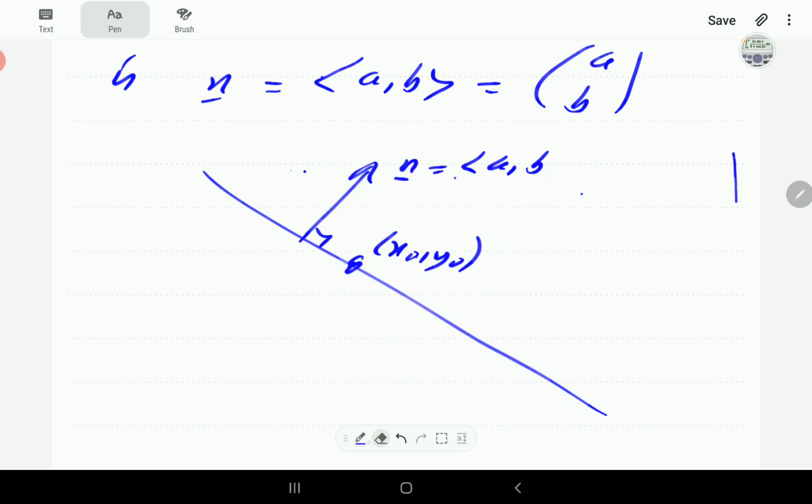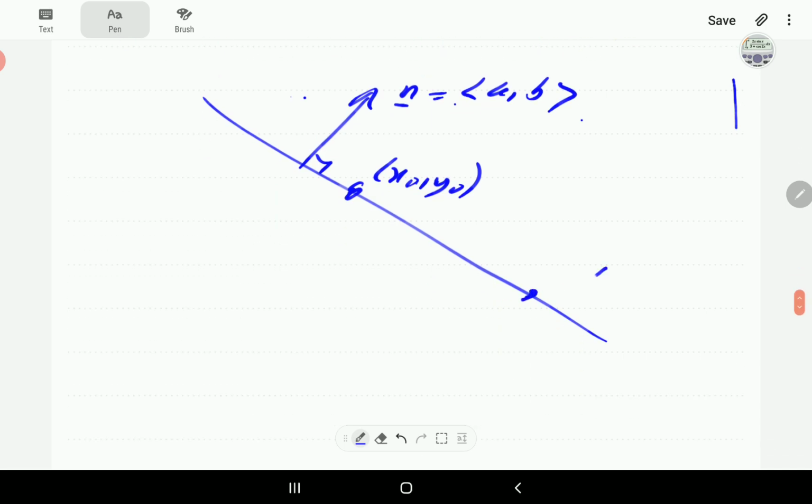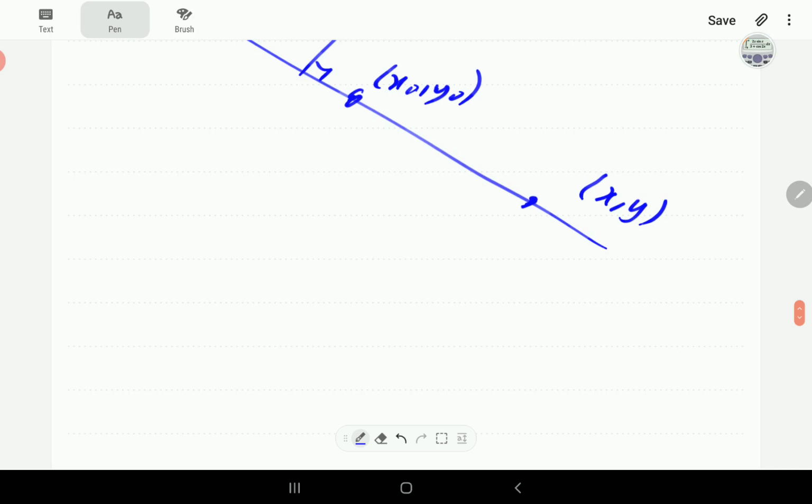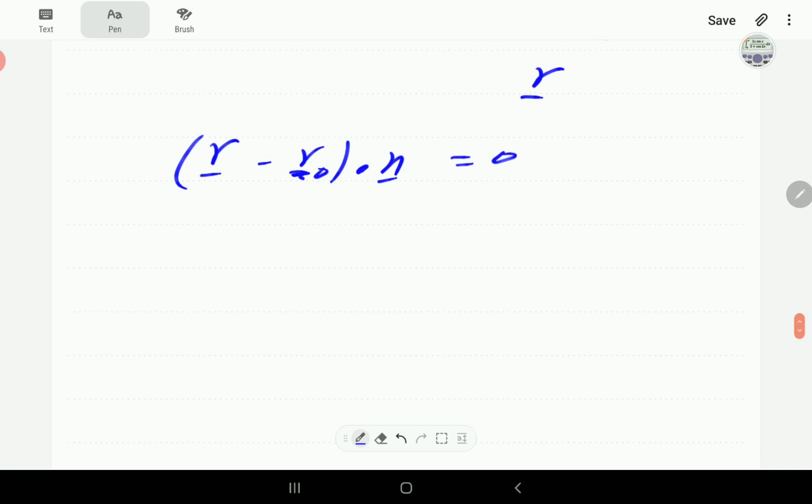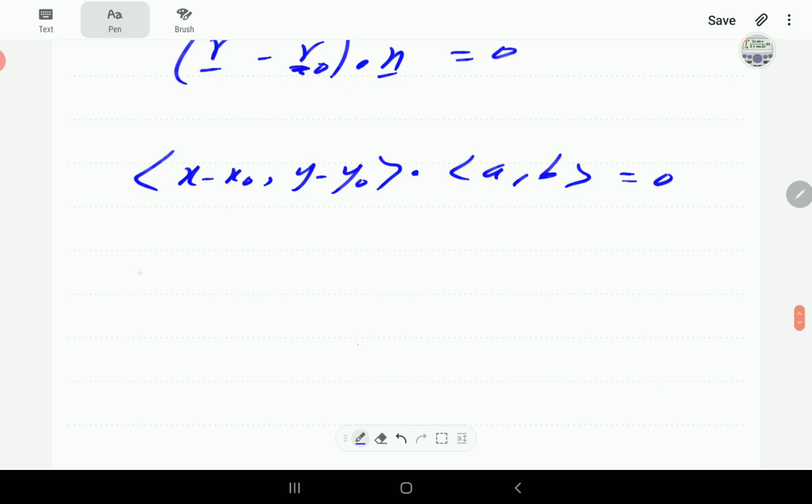then the equation of the straight line. So if we choose any point xy here, the position vector of this point is r. Position vector of this point is r naught. Then we're going to have r minus r naught dot n must be equal to 0. R minus r naught is x minus x naught, y minus y naught. This one is a b equal to 0. If we multiply through, this is ax minus ax naught plus by minus by naught is equal to 0.